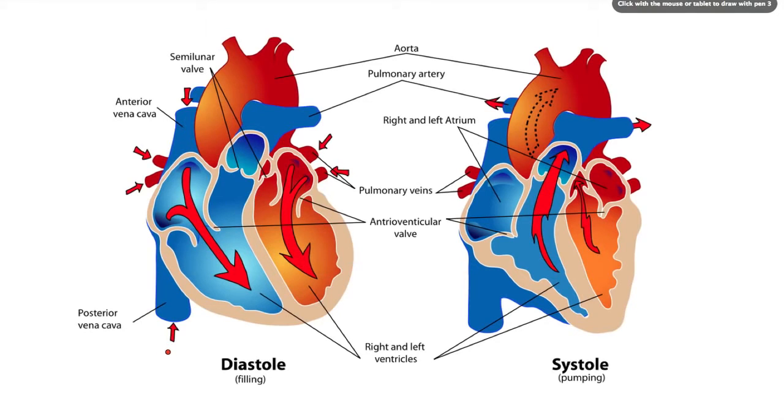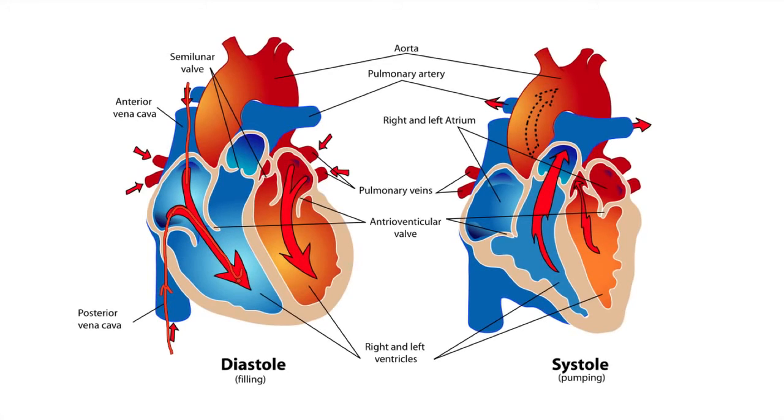So you can see blood is flowing into the vena cava. We have the posterior vena cava and we have the anterior vena cava, and blood is coming in, entering into the right atrium. As it enters into the right atrium, the atrium contracts, and that pushes the blood into the right ventricle.